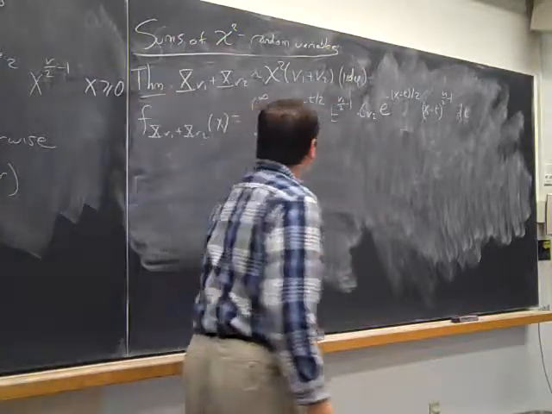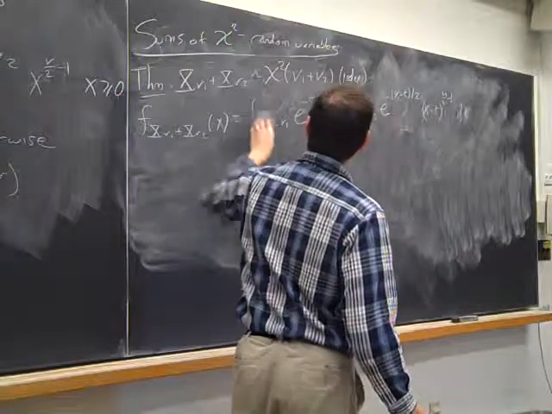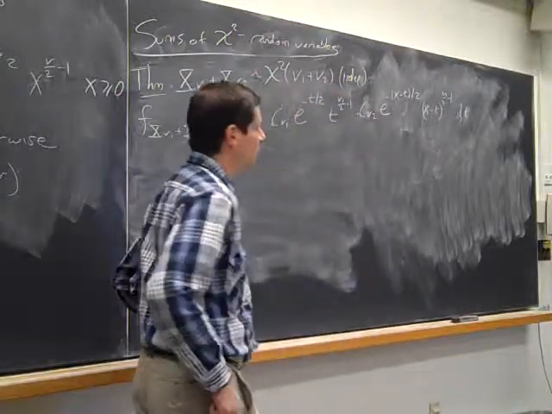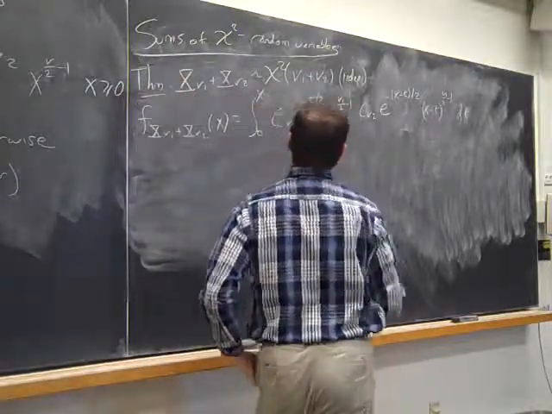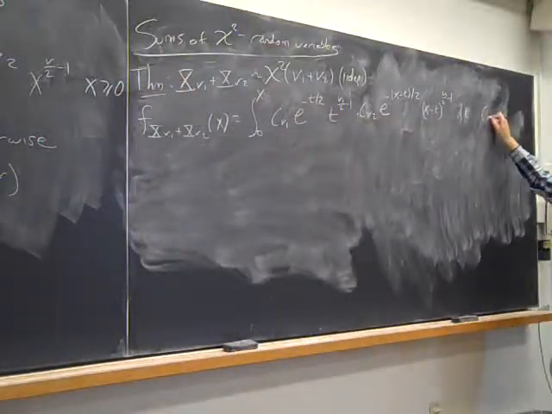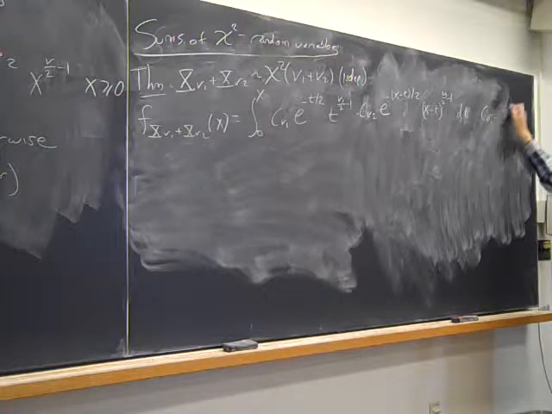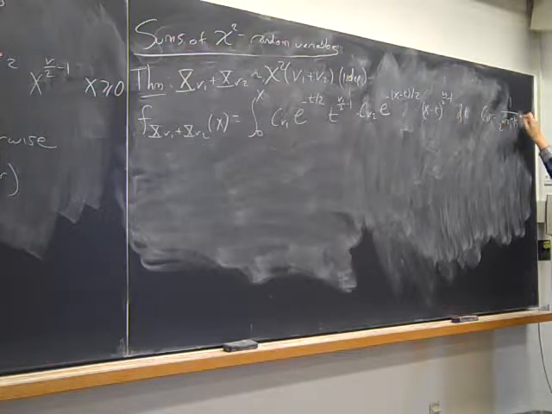So the correction is I don't integrate all the way up to infinity. What's the largest value of t I need to care about? x. Okay, and again, c nu is 1 over 2 to the nu halves gamma of nu halves.